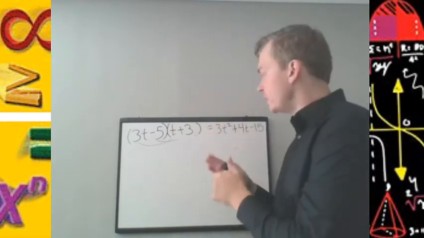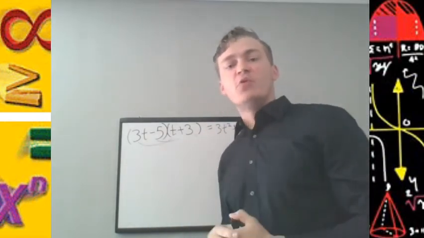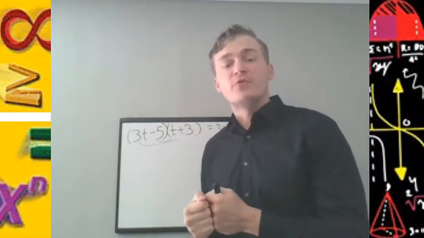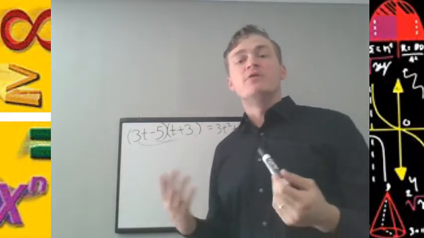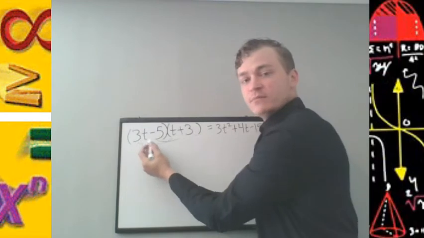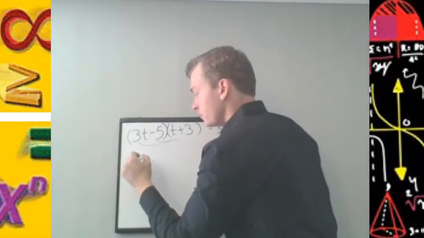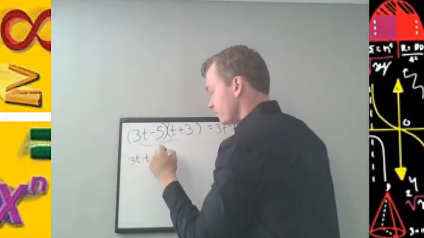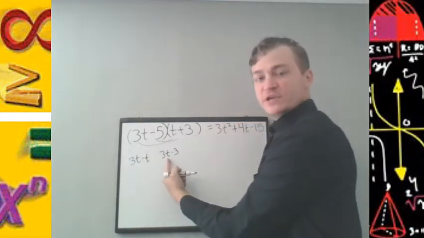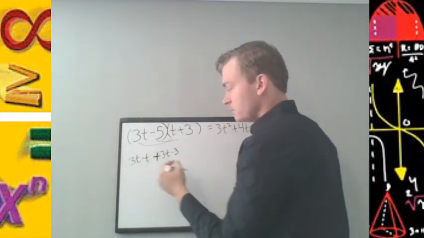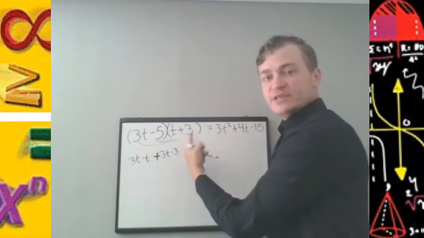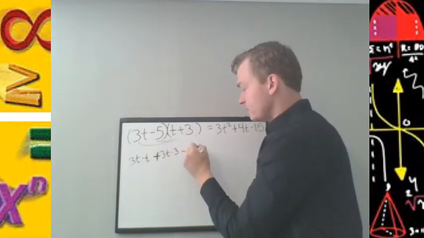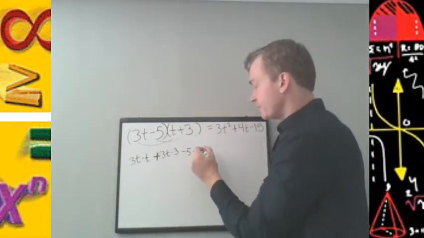So now that we have written this trinomial as the product of two binomials, we want to confirm this. Let's make sure that this is the correct factorization by multiplying them through using our distributive property or our FOIL method. 3t multiplied by t, 3t multiplied by the positive 3, and of course this 3t is positive. So we've distributed the 3t to each of these two terms. Now we'll distribute the minus 5. This minus 5 multiplied by t. This minus 5 multiplied by positive 3.